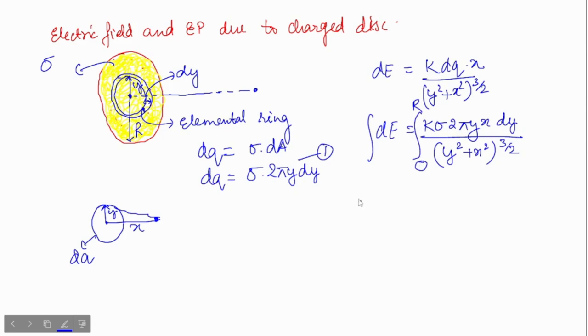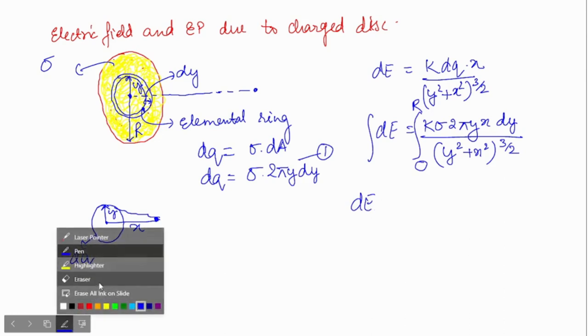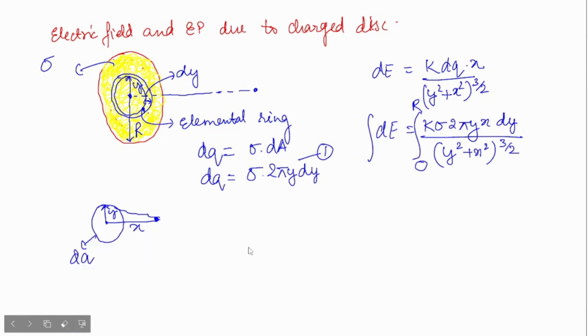Now this is all sorted. You just need to integrate this equation. So the electric field E will be, taking the common terms out, k sigma 2 pi x.